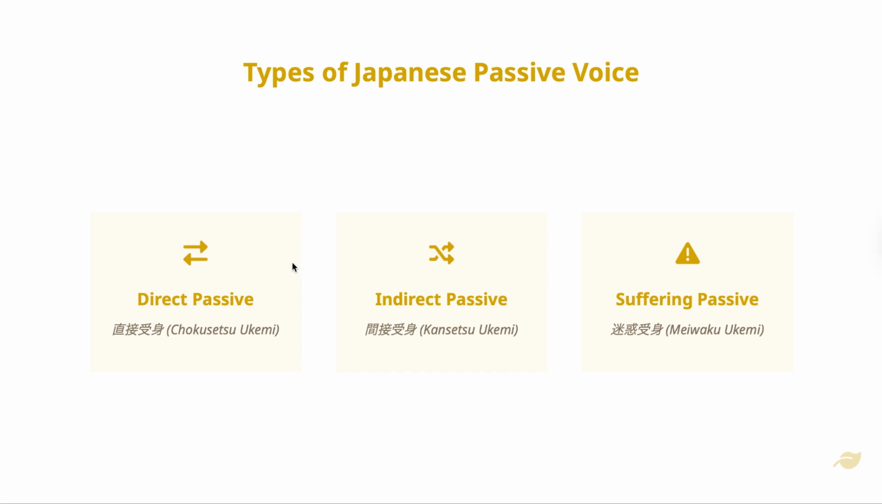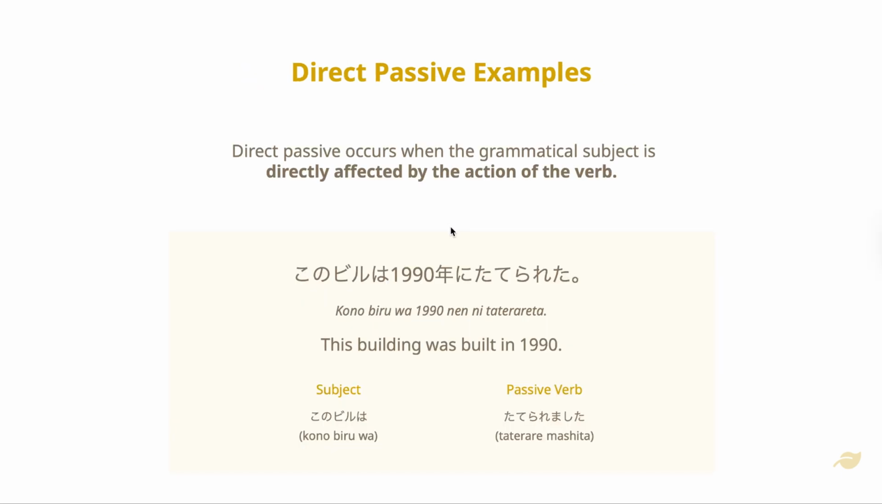The first one is direct passive, which is 直接受け身 in Japanese. The second one is indirect passive, which is 間接受け身 in Japanese. And the last one is suffering passive, 迷惑受け身 in Japanese. Let's dive into these. Direct passive occurs when the grammatical subject is directly affected by the action of the verb.